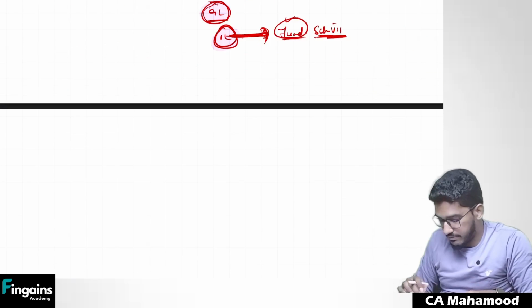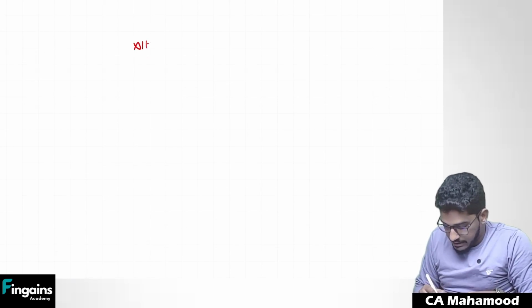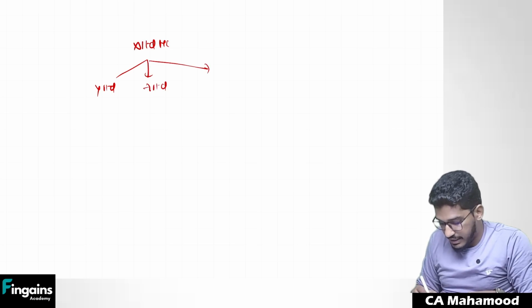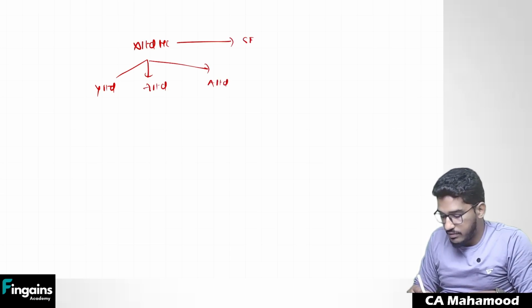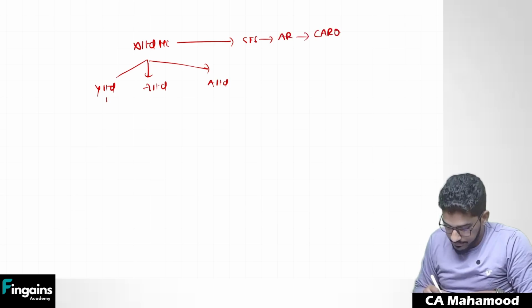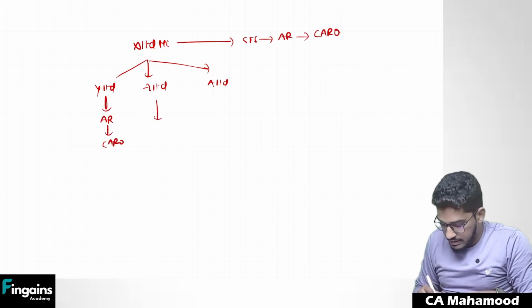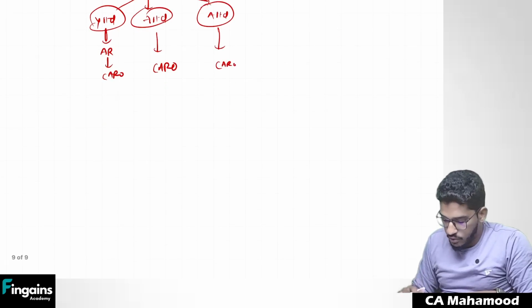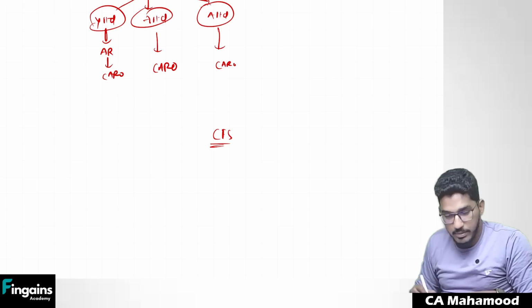So once again, if I give you an example, X Limited company is the holding company, Y Limited is a subsidiary, Z Limited is an associate, and we have A Limited, which is a joint venture. Now the holding company will have standalone financial statements, they will have the audit report, they will have CARO in that audit report. This company will also have a separate audit report, this company also will have a CARO, this company also will have a CARO. Now all these companies' financial information will be clubbed together and consolidated financial statements will be prepared.